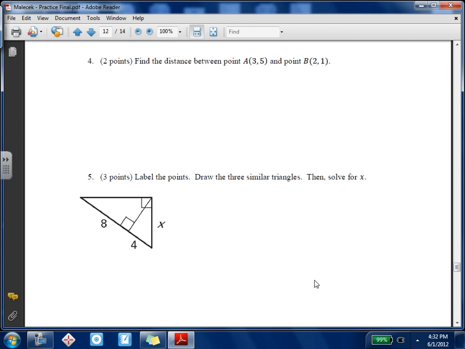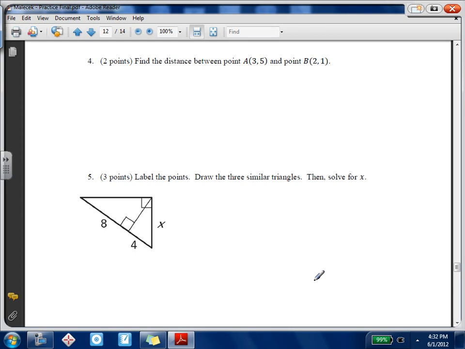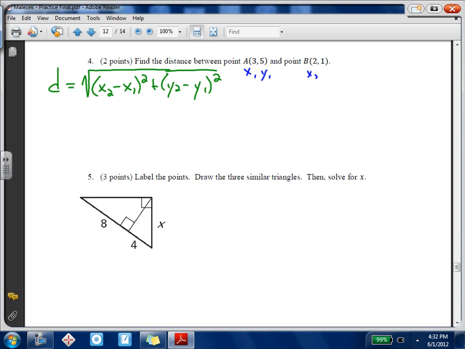This is a straight application of the distance formula. So first we're going to write in our distance formula. D is equal to the square root of x2 minus x1 squared plus y2 minus y1 squared. Make sure that your square root symbol goes over the entire expression. Label your points x1, y1, and x2, y2, and then we simply plug and chug.